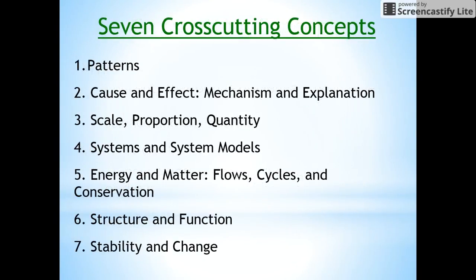The 7 cross-cutting concepts are: number 1, patterns; number 2, cause and effect; number 3, scale, proportion, quantity; number 4, systems and system models; number 5, energy and matter; number 6, structure and function; and finally 7, stability and change.